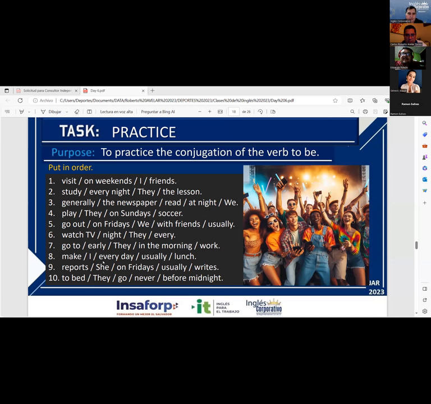They study. They study lesson every night. We generally read the newspaper at night. They play soccer on Sunday.